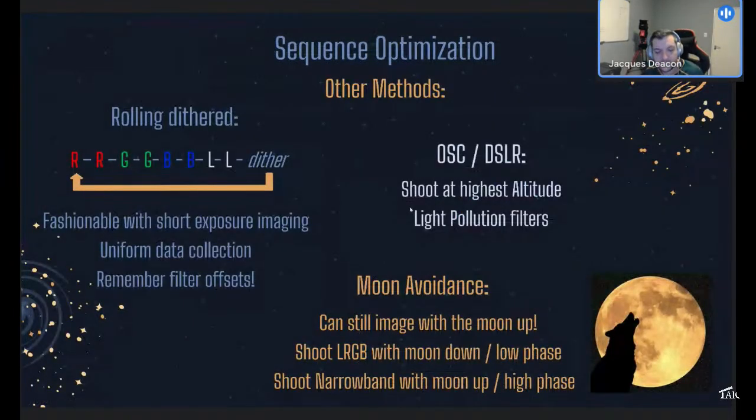Just some other optimizations that you can also try. I don't know if there's another word for this kind of sequencing, but I'm calling it the rolling dithered sequencing. So what people do is they'll take a red frame, green frame, blue frame, luminance, then dither, then go back and do the sequence again. So they acquire the data looping through all their filters in one.